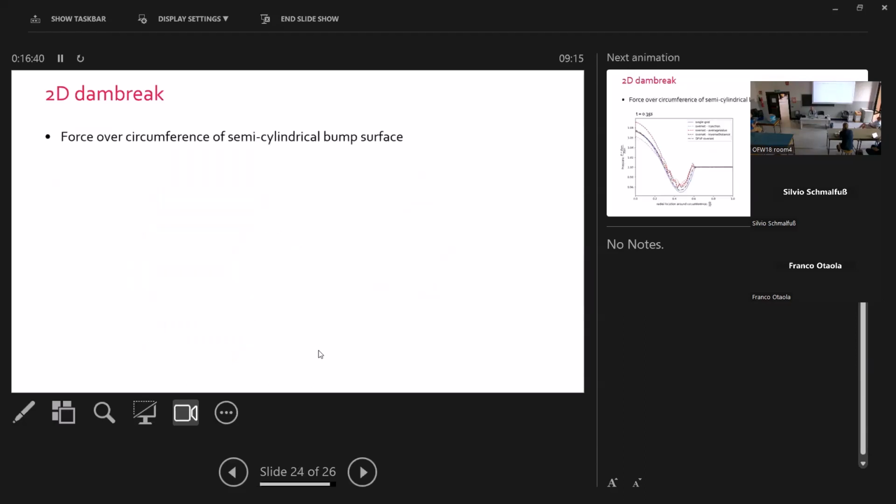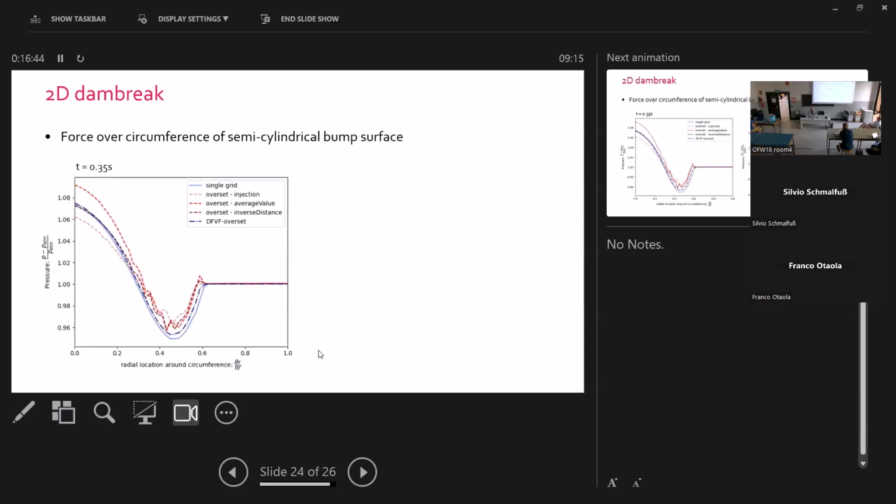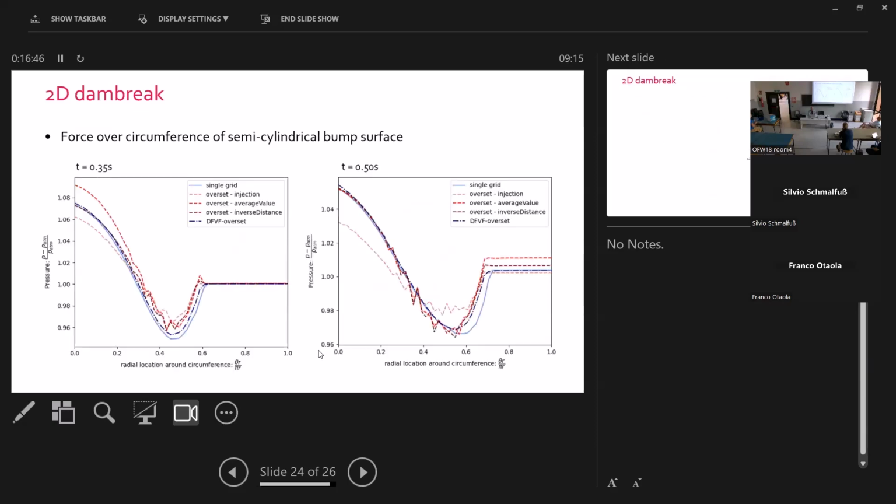And then the last thing I'm going to look at is just the force on the surfaces of the domain. So these are two snapshots of the force on the cylindrical surface. Again, the DFVF in purple and single grid in blue. And you can see that we match it more closely than the overset, and also we don't have these spurious fluctuations in the force profile.